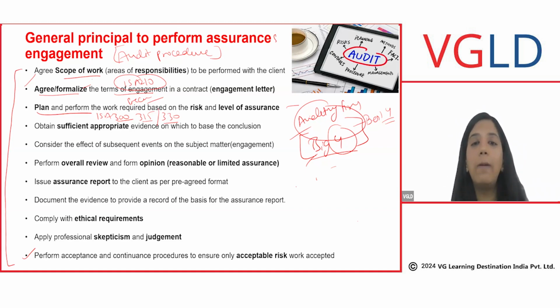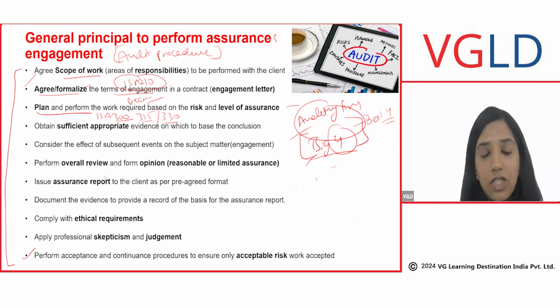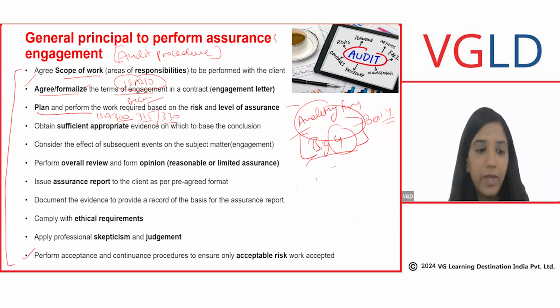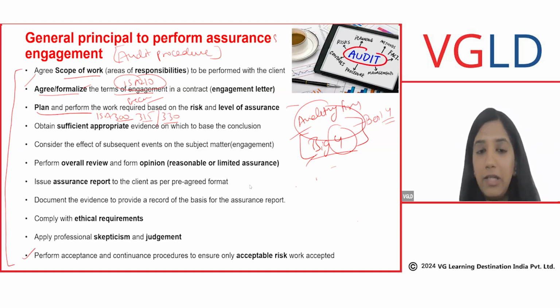So I will have to go back, revise my report, or maybe issue a public statement that when I was auditing this, there was no indication that something wrong would happen. But post I rolled out my report, and between the time it is published, something happened which got screwed, right? So I have to take into consideration the subsequent events as well. Perform overall review and form opinion: reasonable and limited assurance.